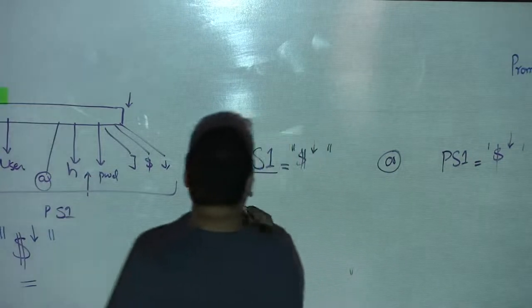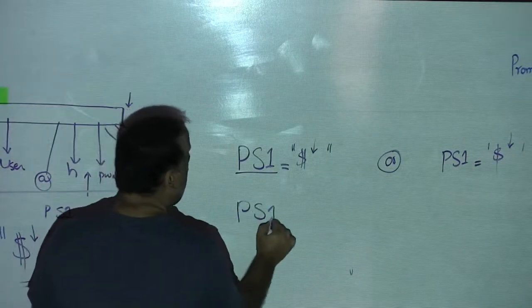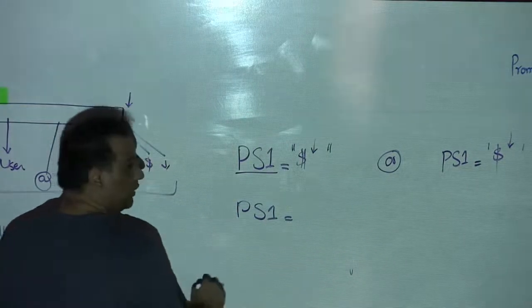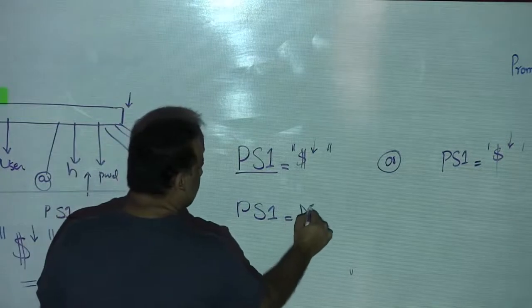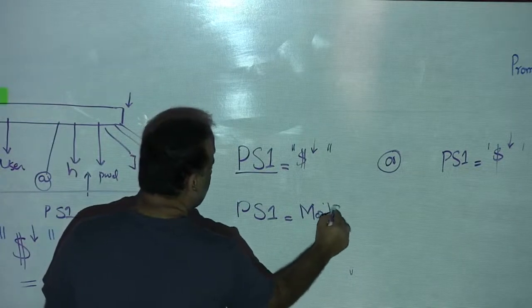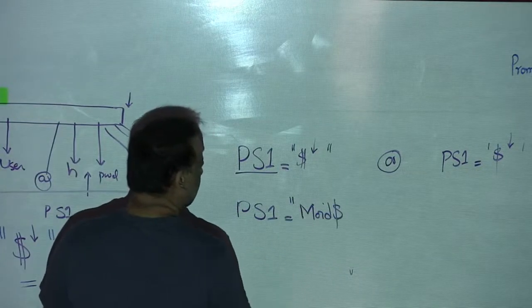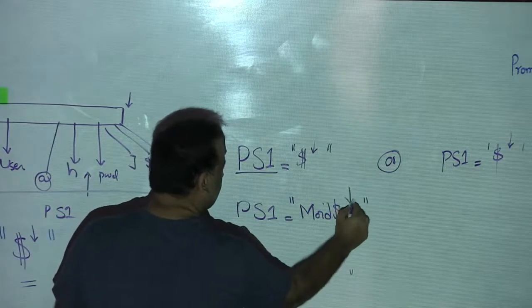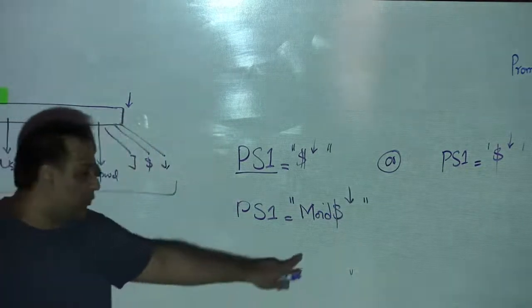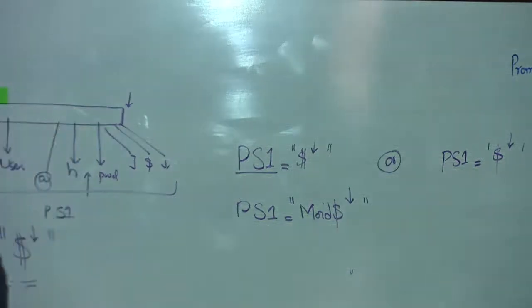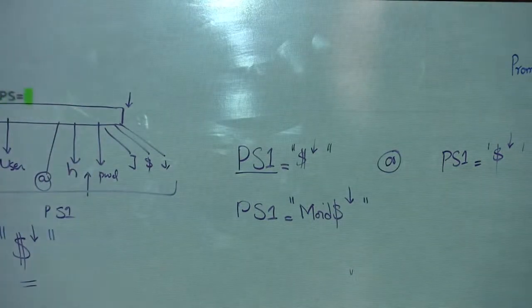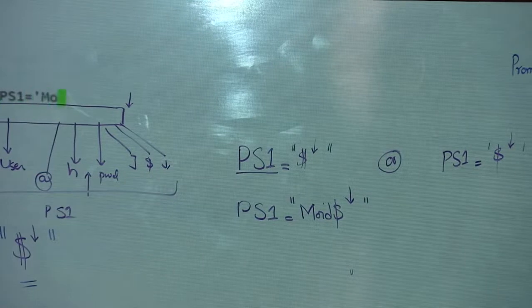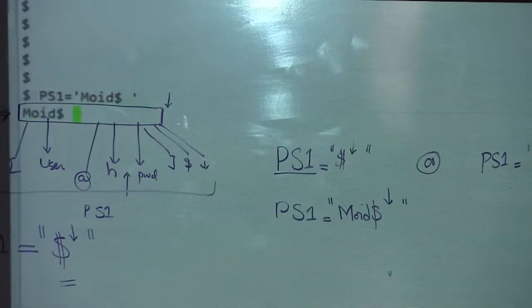Or maybe you like to have your name on it. PS1 equal to, I will type in Mohit dollar. So I will start with here and I will end with this. So now I'm changing my prompt settings to Mohit dollar. So let's try this. PS1 equal to Mohit dollar space.